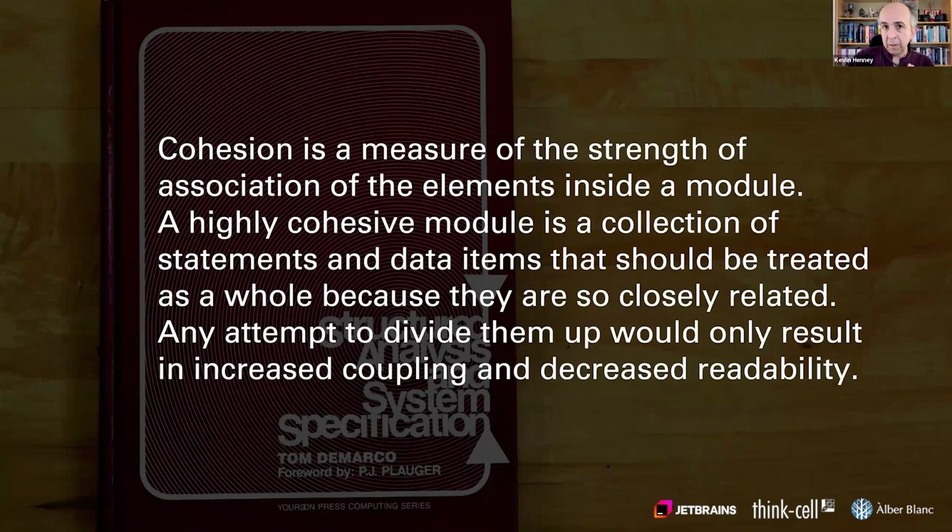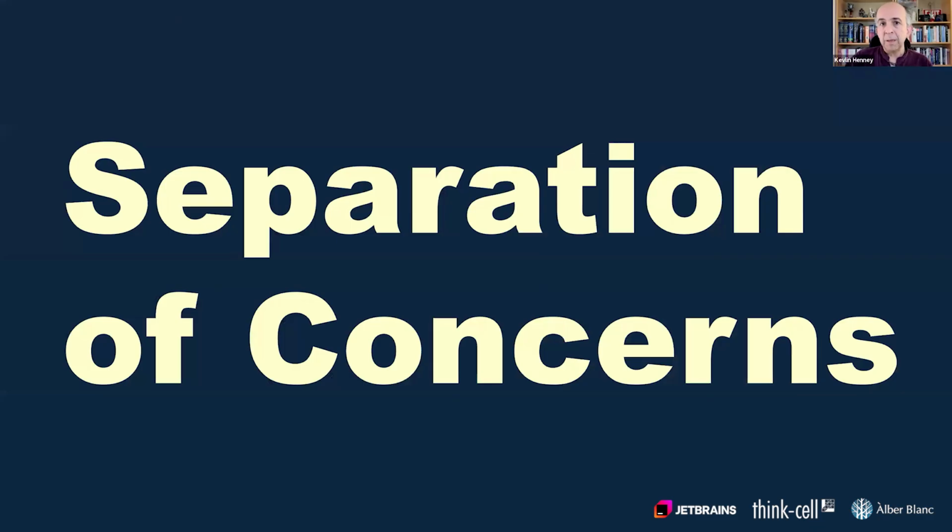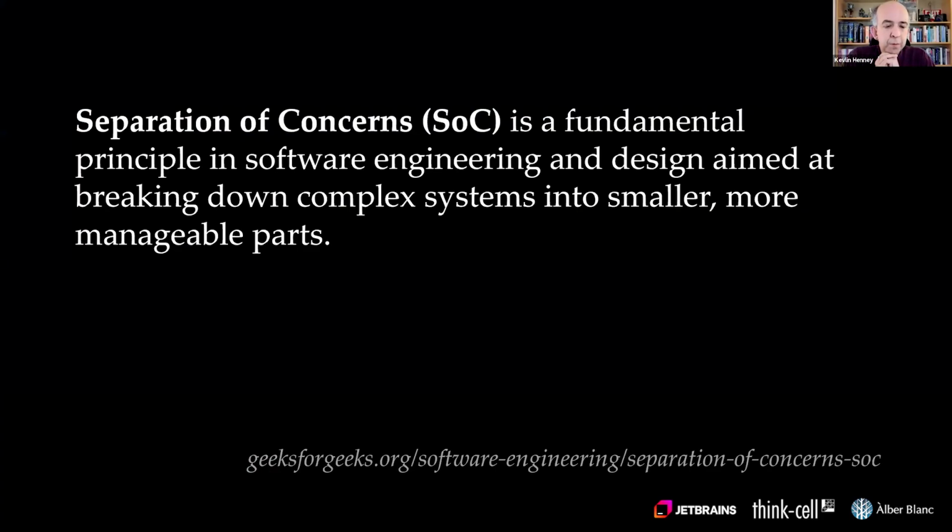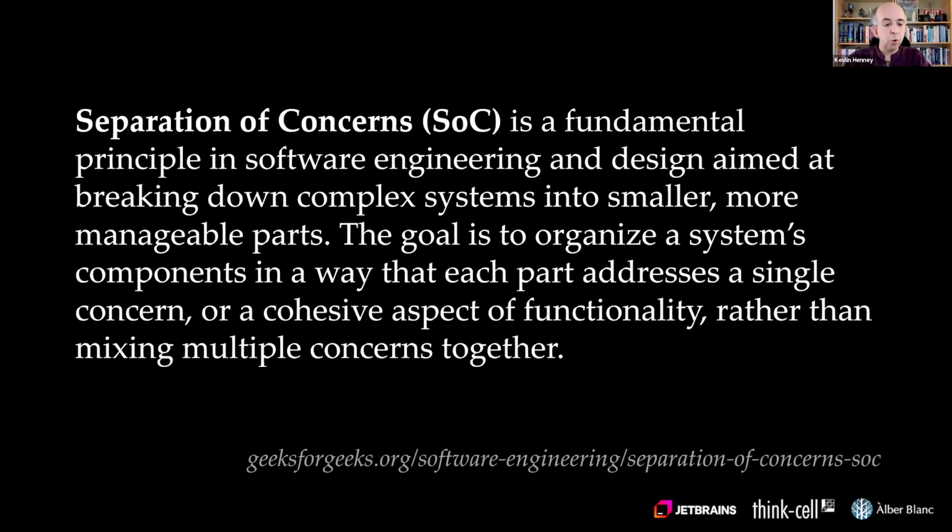So one of the things we do want to do, we're going to end on separation of concerns. Another principle. Let us look to the wisdom of the web. It's a fundamental principle in software engineering and design, aimed at breaking down complex systems into smaller, more manageable parts. The goal is to organize a system's components in a way that each part addresses a single concern or a cohesive aspect of functionality rather than mixing multiple concerns together. Okay, so this is an unmuddling thing.